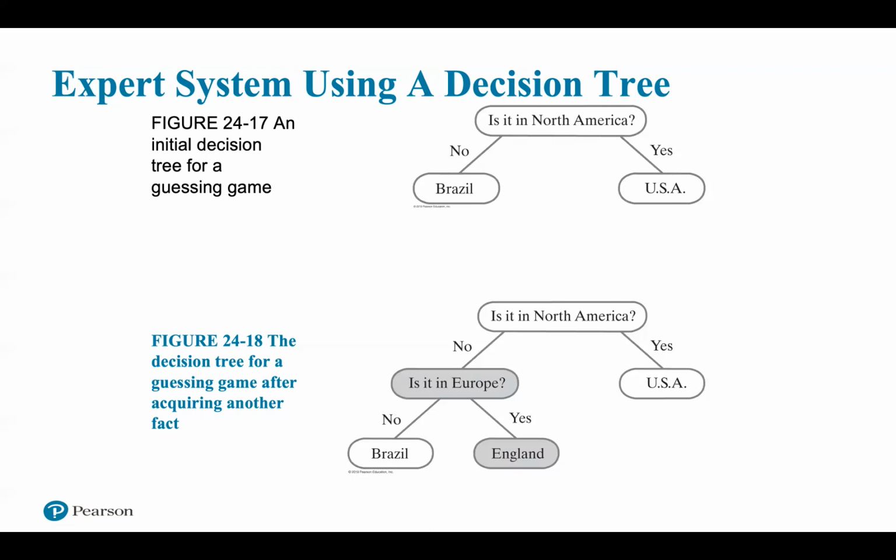With this new information, we augment the tree as in figure 24-18. We replace the contents of the leaf that contained the wrong answer, Brazil in this case, with a new question provided by the user. We then give the leaf 2 children. One child contains the guess that was in the former leaf, Brazil, and the other contains the user's answer, England, as a new guess. The program now can distinguish between Brazil and England.